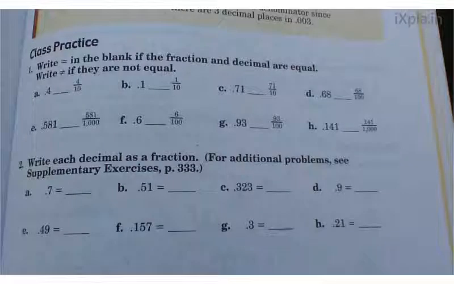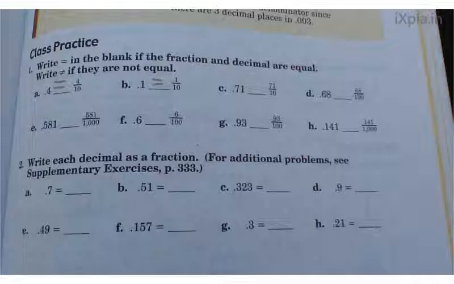Okay, let's go ahead and look at number 1 on our problems here. And our directions tell us we need to write equal in the blank if the fraction and decimal are equal. And we write not equal if they're not equal. So 1a, we have 0.4, 4/10. And then we have the fraction 4/10. So obviously, for that one, we need to write equal. B, we have 0.1. When we read that, it's read 1/10. And we have 1 over 10. Again, 1/10, 1/10 equals.